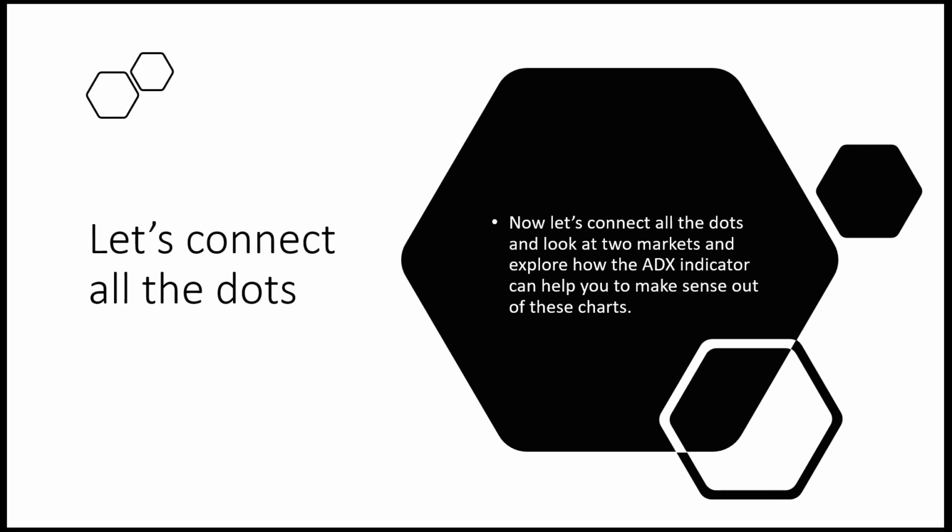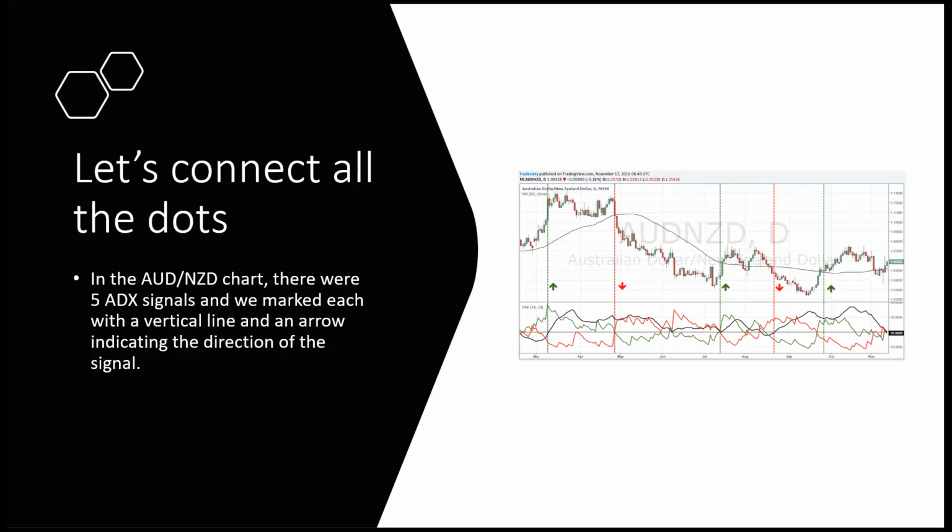So we're going to look at two markets and explore how the ADX indicator can help you make sense out of these charts. In the Australian dollar and New Zealand dollar chart, there were 5 ADX signals, and we marked each of them with a vertical line. See the 5 vertical lines on the right hand side? We also put arrows for whether they crossed in an up or down signal, a buy or a sell. So we see the 2 DMI lines crossing.